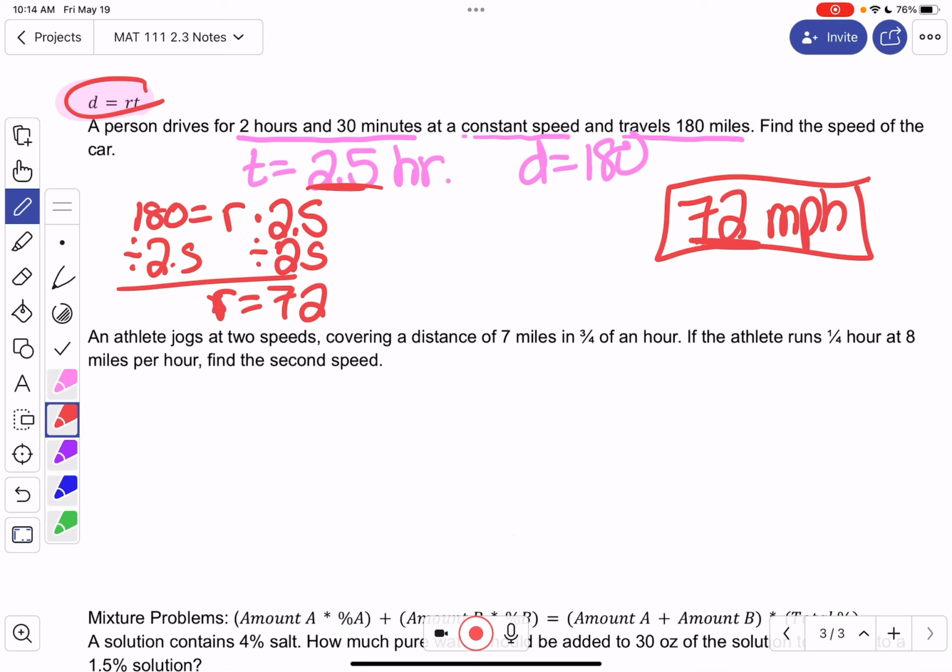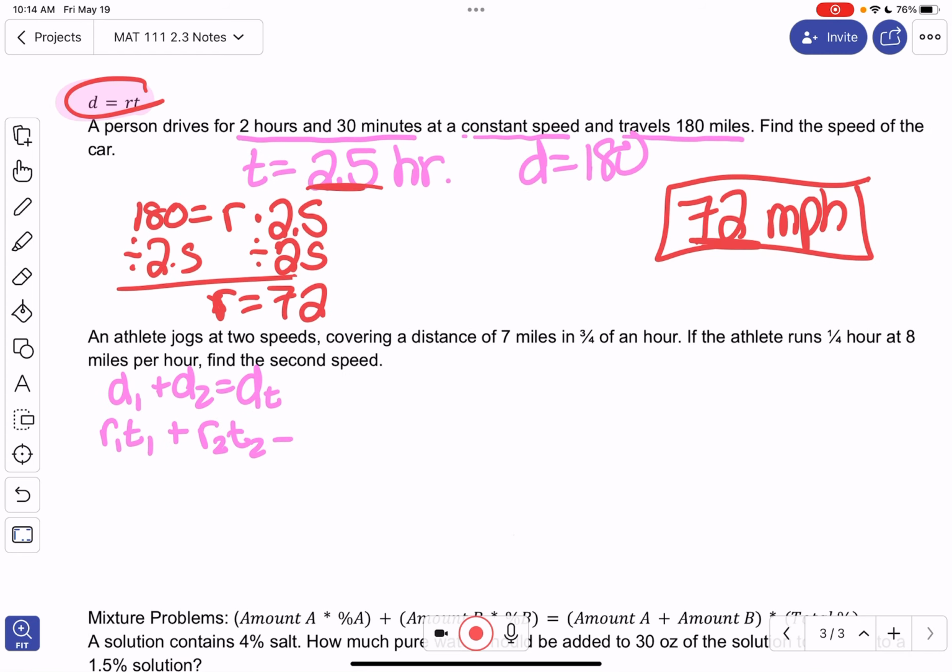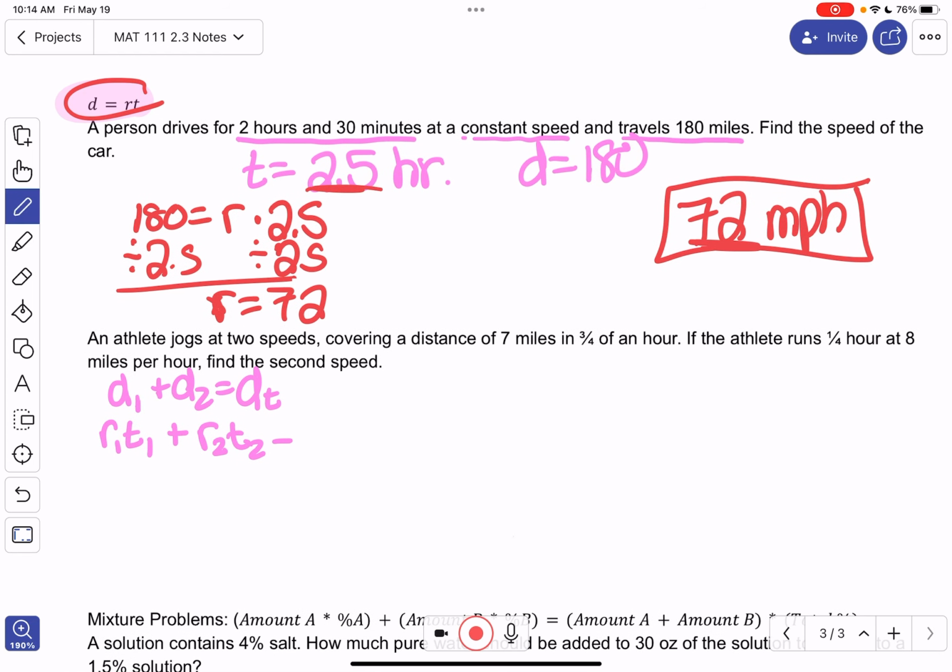Another way you might see this is like this next problem where we're combining two different speeds over 2 periods of time to get a total distance. So that's going to change the equation by saying, hey, distance 1 plus distance 2 equals our total distance. Now, distance 1 is the first rate times the first time, and distance 2 is the second rate times the second time. And if I put those together, I end up with my total distance. Now let's read the problem and see what we can fill in.